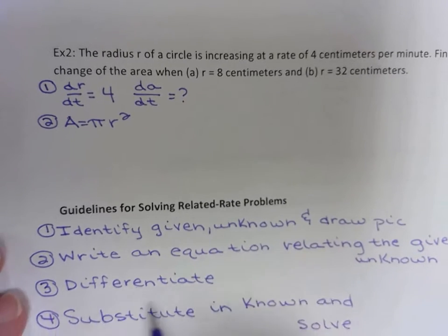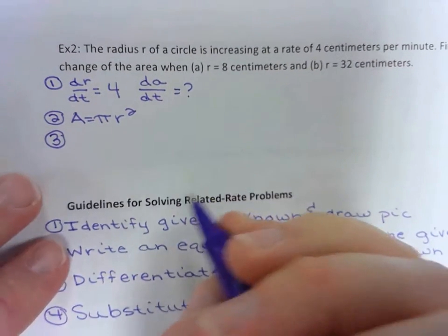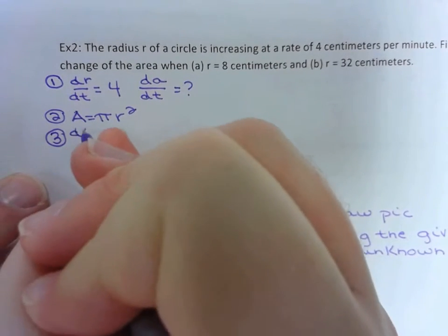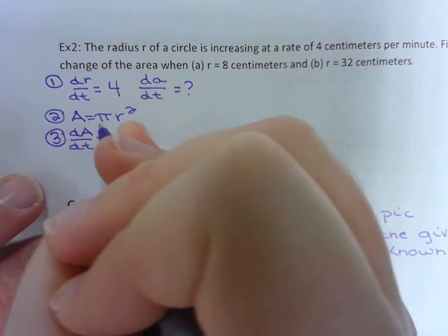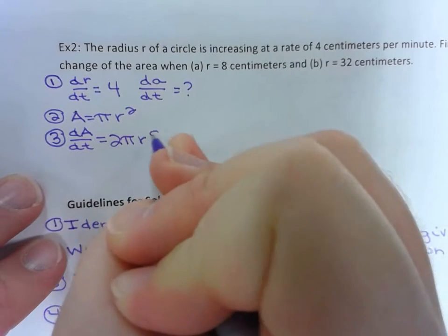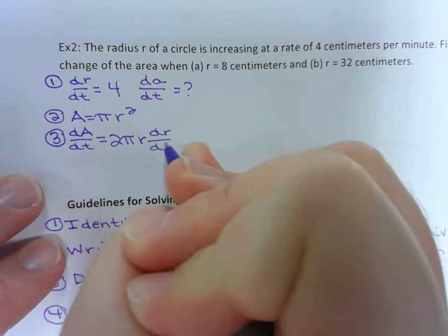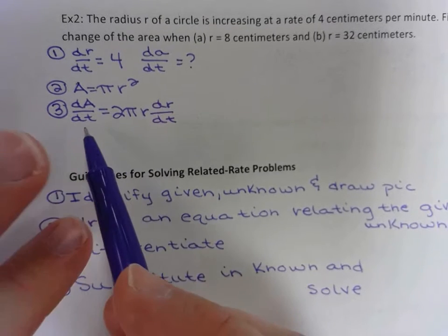Okay, third step is to differentiate. So if I take the derivative of this, this will be dA over dt equals, the pi is just a constant, so bring the 2 out front, 2 pi r. I'm going to put dr dt, just like the first example we did. So take the derivative, do not plug stuff in until after the derivative. Take the derivative first. Now, as I look at it, I want to know dA dt, which is already solved for.